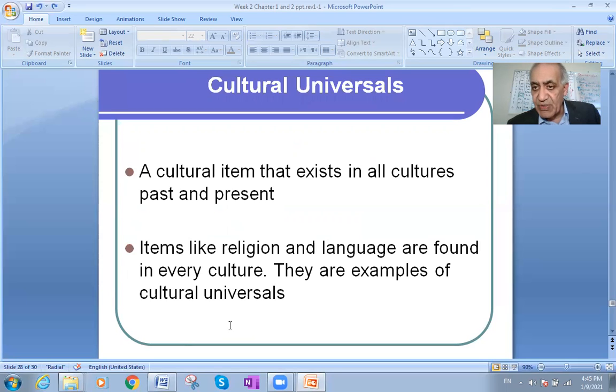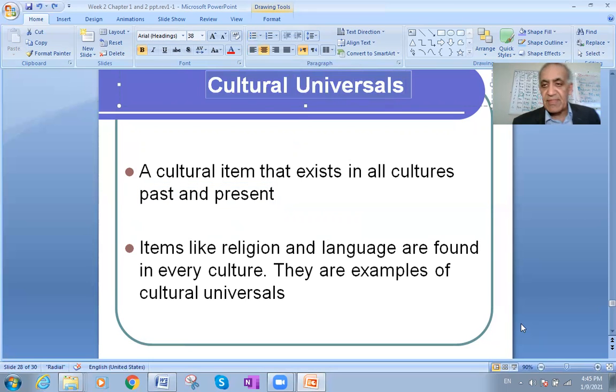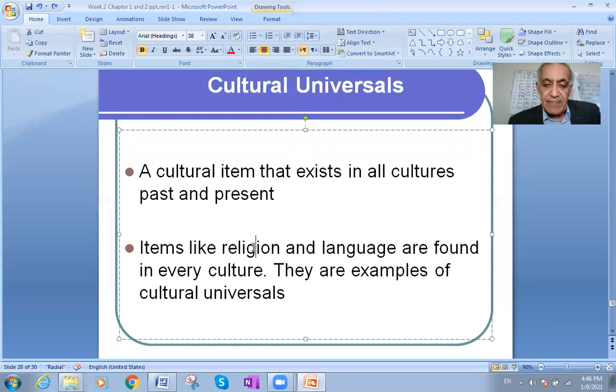Don't think that the others will look with your own eyes. Every culture has its own specifics. This is the meaning of the word. A cultural universal is a cultural item that exists in all cultures, past and present. This is another point: things which are common in all cultures. Items like religion and language are found in every culture. They are examples of cultural universals.